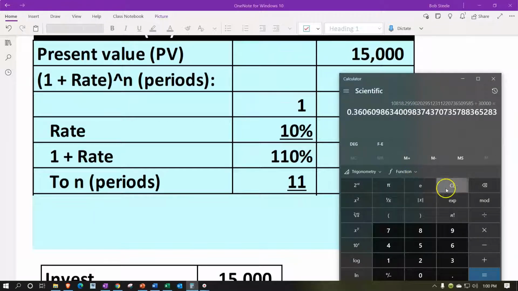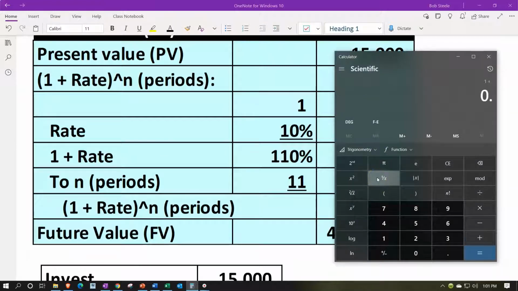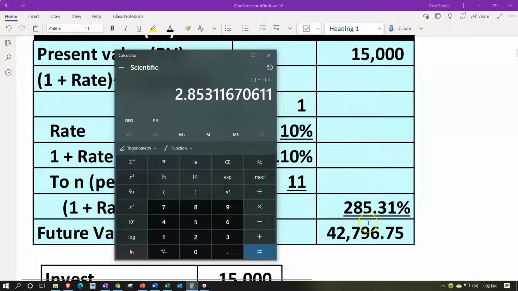So let's go ahead and do the calculation. We've got 1. Then we're going to add the 10%, 0.1. That's, of course, 110%, 1.1. And then we're going to take that to the power of, that's going to be the little caret up top, 11 periods, 11 years. That gives us, if I move the decimal place over, 2.8531 about.